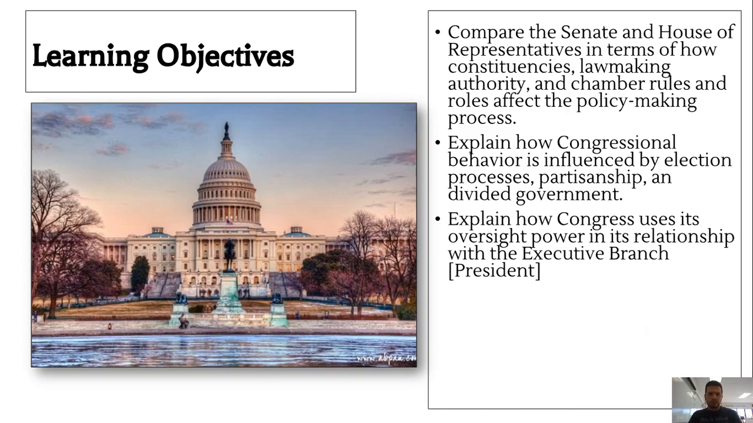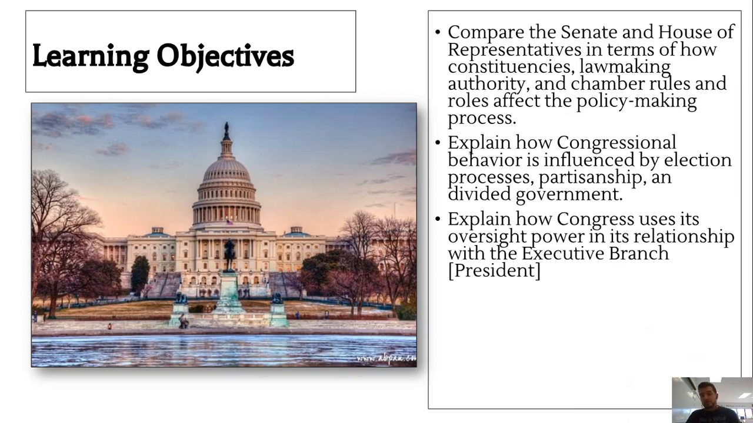The learning objectives we're going to cover: we're going to compare the Senate and the House of Representatives in terms of how constituencies, lawmaking authority, and chamber rules and roles affect the policymaking process. We're also going to explain how congressional behavior is influenced by election processes, partisanship, and divided government. And we're also going to explain how Congress uses its oversight power in its relationship with the executive branch, meaning the president.